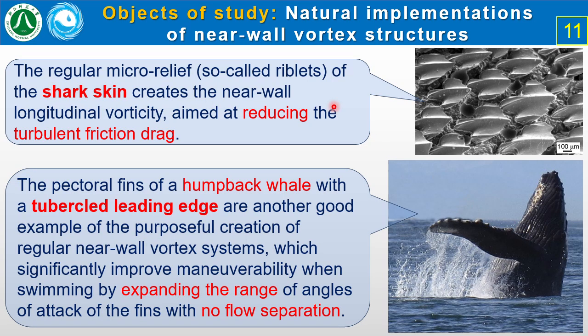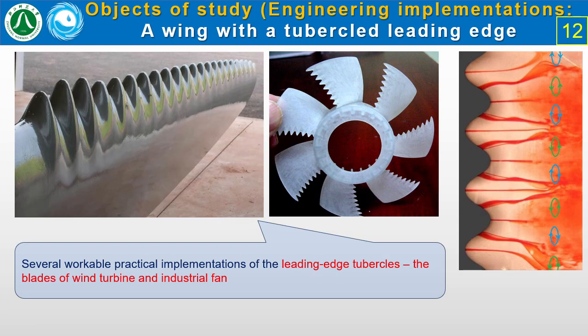And this slide illustrates several workable engineering implementations of the leading edge tubercles, namely the blades of the wind turbine with modified leading edge, and the blade wheel of the industrial fan.